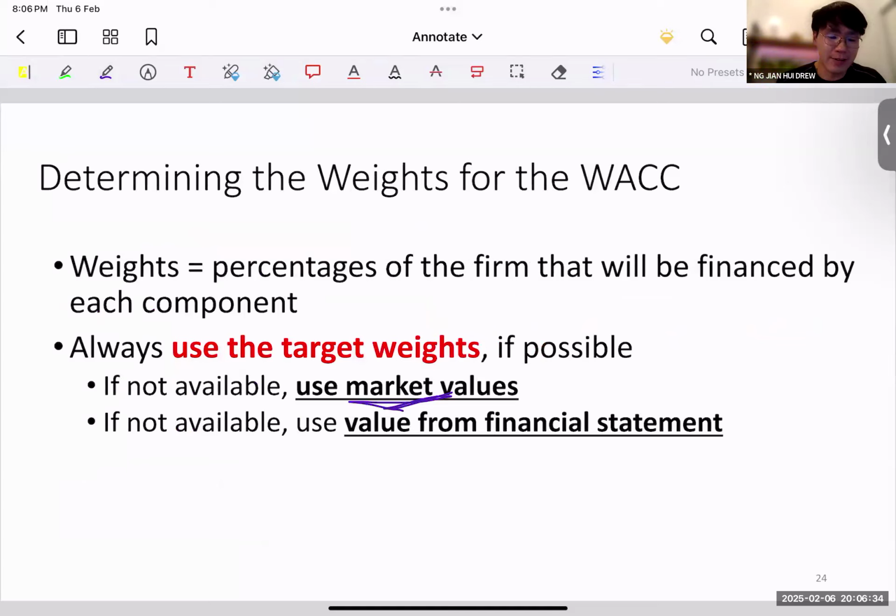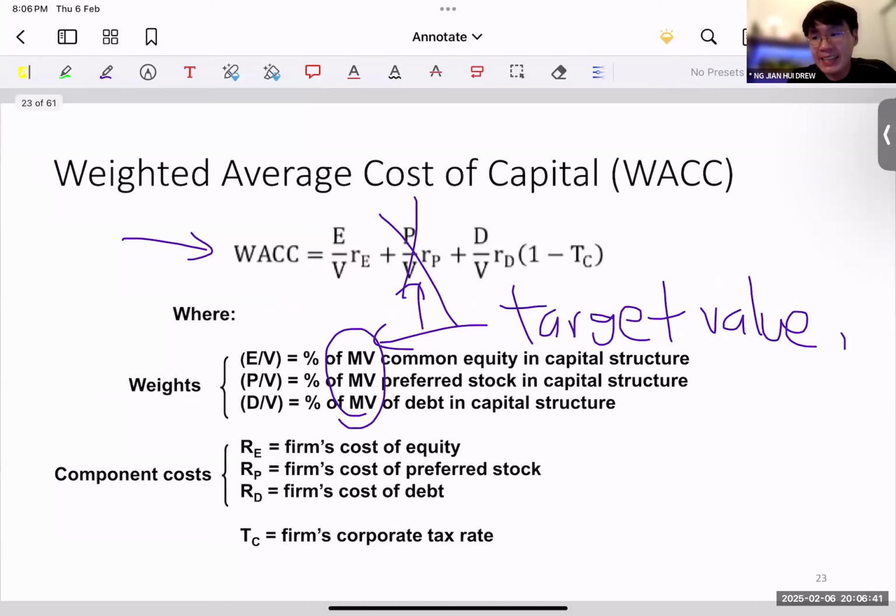So let's say if you are an internal finance person in the company, then you know the target capital structure of the company. You have a lot more insider information, and therefore you do the valuation internally for the company. Then you know the target, right? But if you are just an external third party equity analyst, most of the time you just use market value.